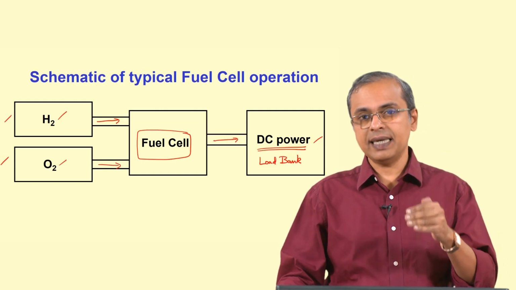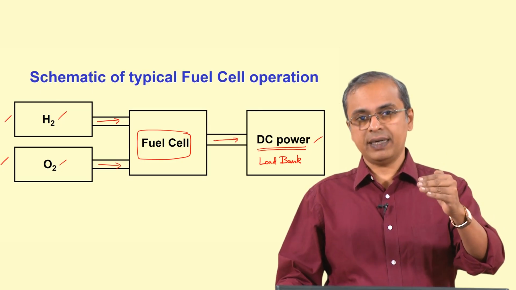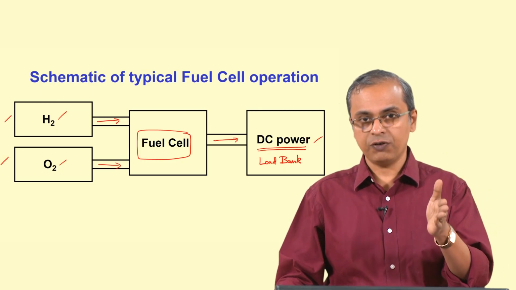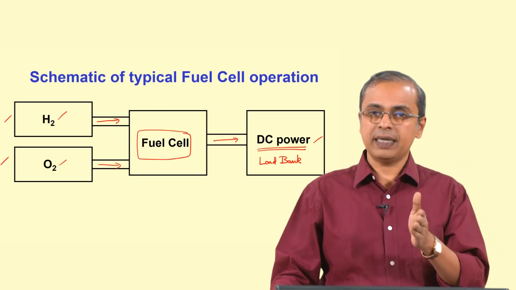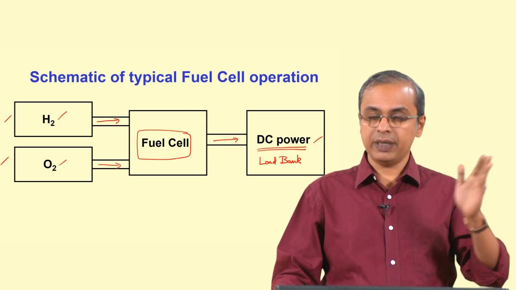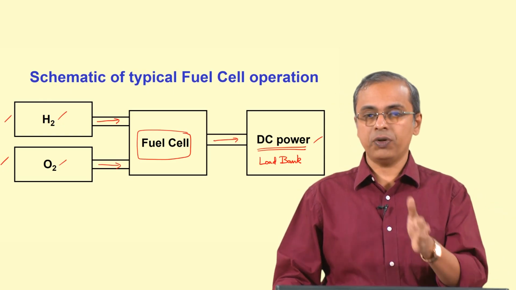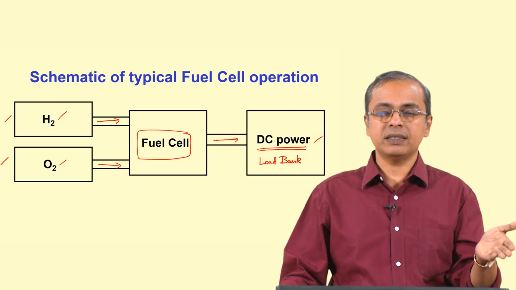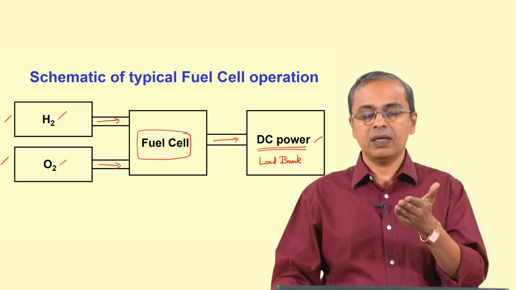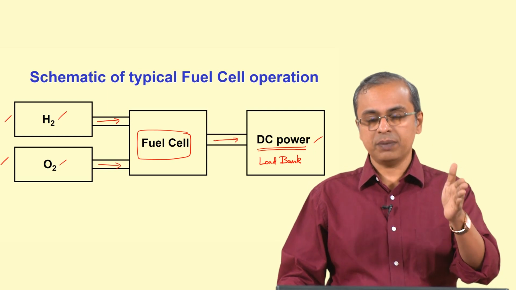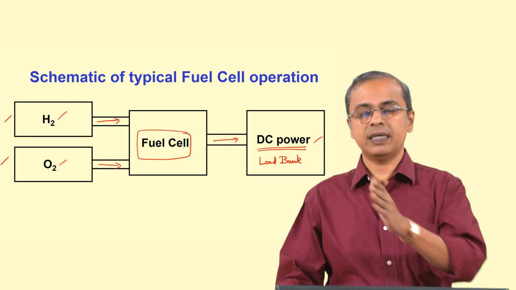So, you can run the cell in a fully humidified condition, which means that the hydrogen is running at 100% relative humidity and the oxygen is also running at 100% relative humidity, or rather it is entering the cell at 100% RH for that operating point. So, the cell may be tested at 60 degrees C or at 70 degrees C and so on. And so, at that temperature, whatever is the relative humidity, it will reach 100% relative humidity, and with that you send it into the cell.